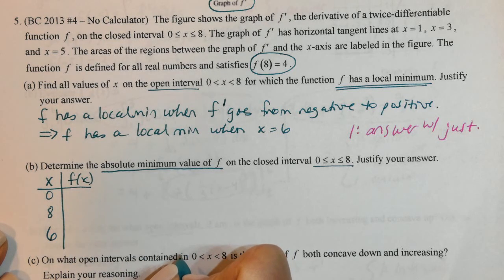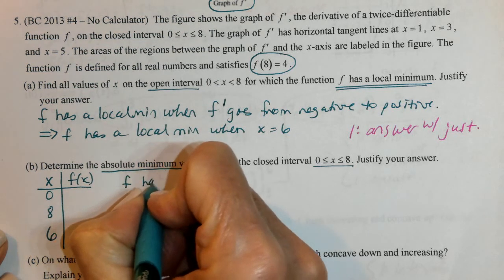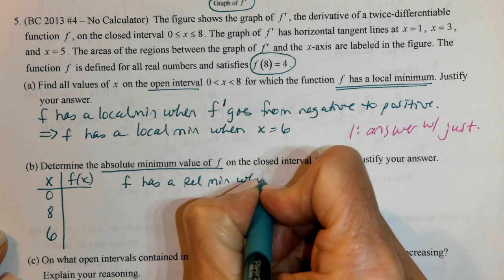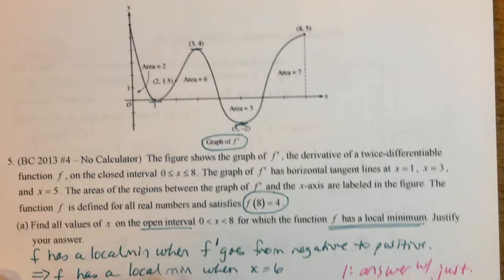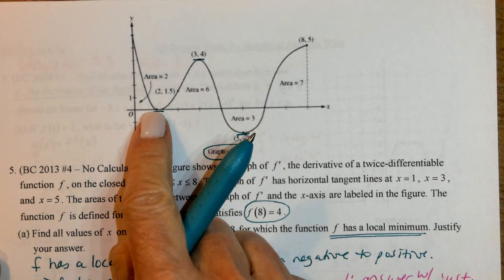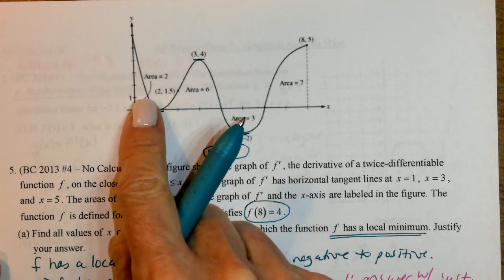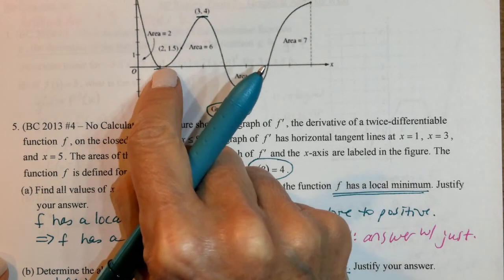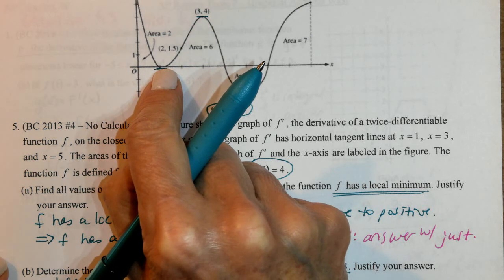Now I need to tell AP why. And so I'm going to say f has a relative min when x equals 6. So I'm putting 6 down. Do I need to put down x equals 1? No, I don't, because that's not even a candidate. It's not a candidate for an absolute min. Would it hurt to put x equals 1? No, it's not going to hurt me, but it's not useful for me either.